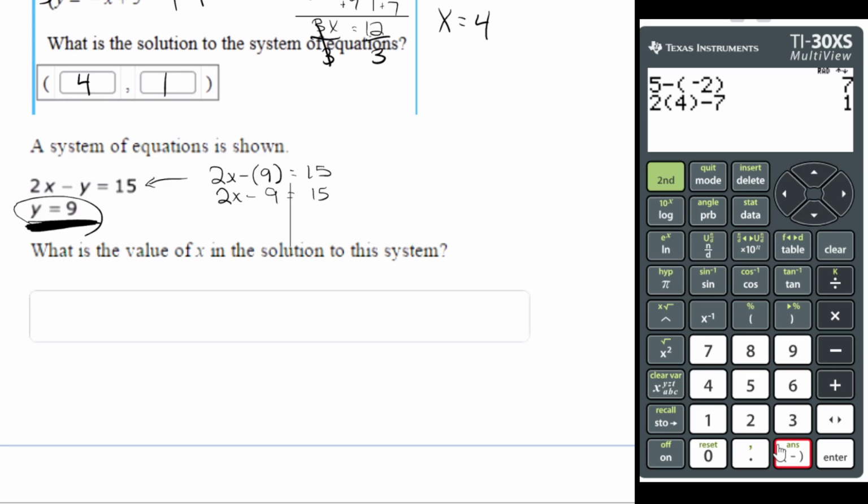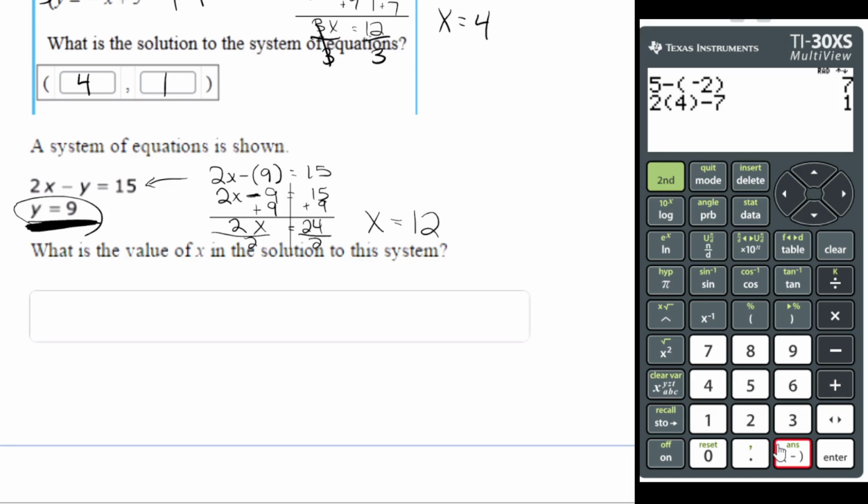No distribution. No combining of like terms on the same side of the fence. All of our variables are already on the same side. So we undo our addition and subtraction on the same side of the variable. So we get rid of this negative 9. How? By adding 9. That leaves us with 2x equals 24. Then we get rid of our multiplication and division on the same side. You do that by dividing by 2. And you get x equals 12.